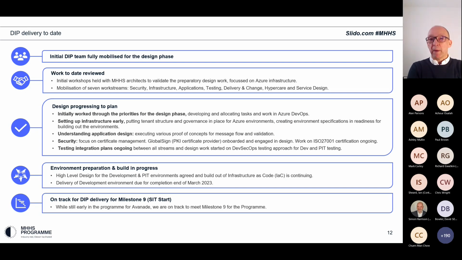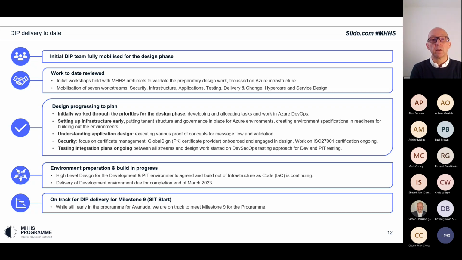So Mark mentioned that we're a month on, the end of our first month since we were awarded the DIP. I just wanted to give you a quick summary of the work that we've been doing. In fact, we've had a team working in the background doing preparatory work for most of December and January. We wanted to make sure that if we were successful and selected to deliver the DIP, we would be able to meet the timelines that have been set out by the programme.